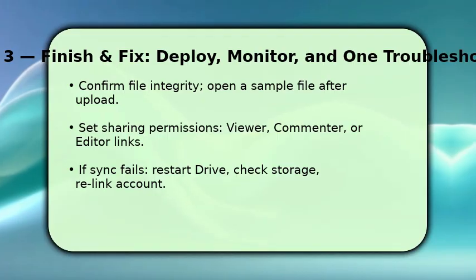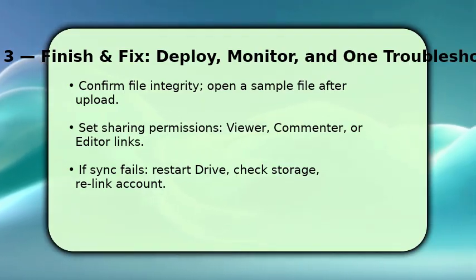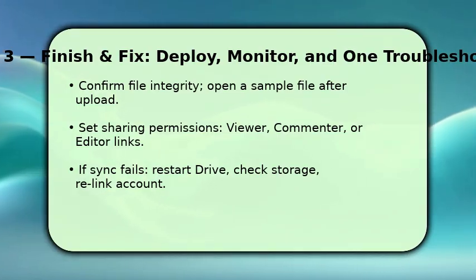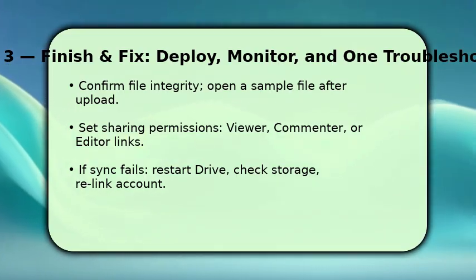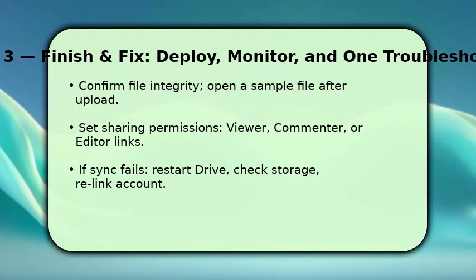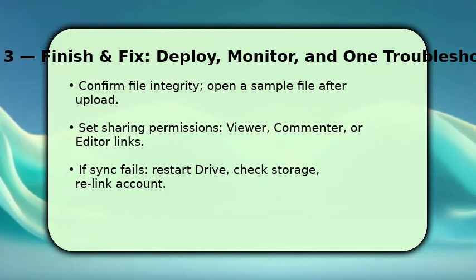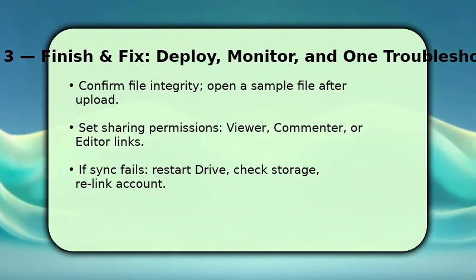Make files available offline if you need access without internet, and set sharing permissions carefully. Choose viewer, commenter, or editor based on need. To finish, log out and back in to verify the sync state. If anything goes wrong, restart Drive for desktop, check that you haven't exceeded storage, and relink your account. This fixes most sync errors quickly.